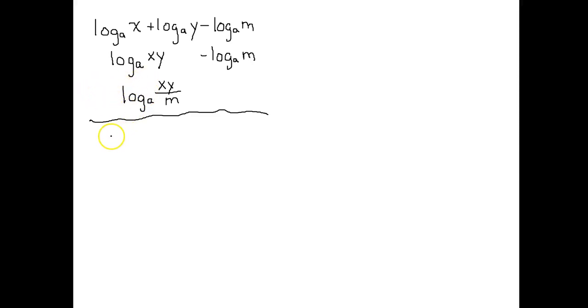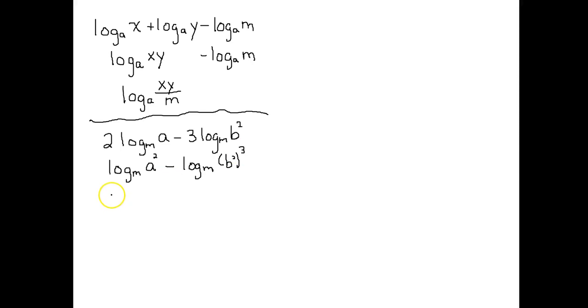Another example, we got 2 log base m of a minus 3 log base m of b squared. Well, first, I need the 2 here and the 3 here out of the way. So I can use the exponent property and rewrite this as log base m of a squared minus log base m of b squared cubed. So I've got log base m of a squared minus log base m of b to the 6th.